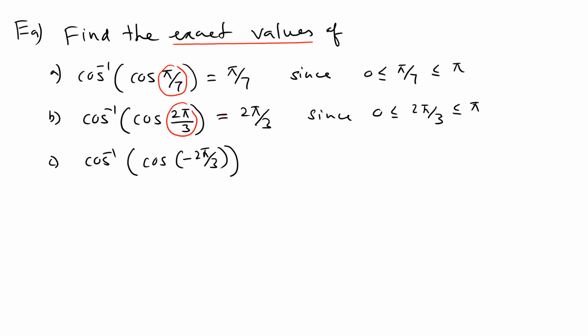And when you look at the next example, you can see that negative 2 pi over 3 is not in the domain from 0 to pi. That means we cannot do it like this. So there are two ways to do this problem. The first one is you can actually calculate the inside function. You can see this is a negative angle.